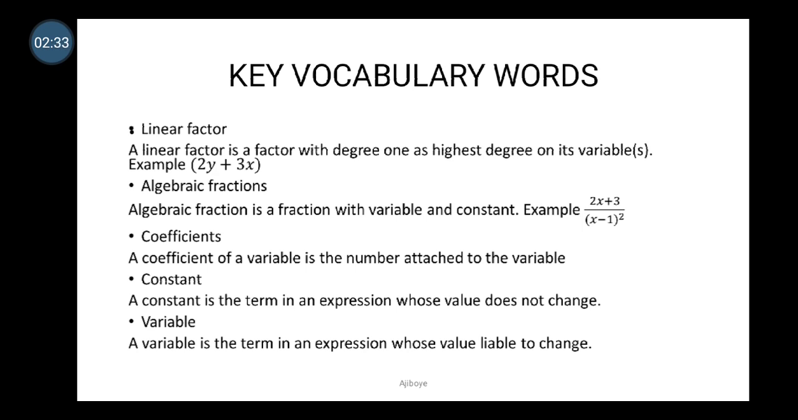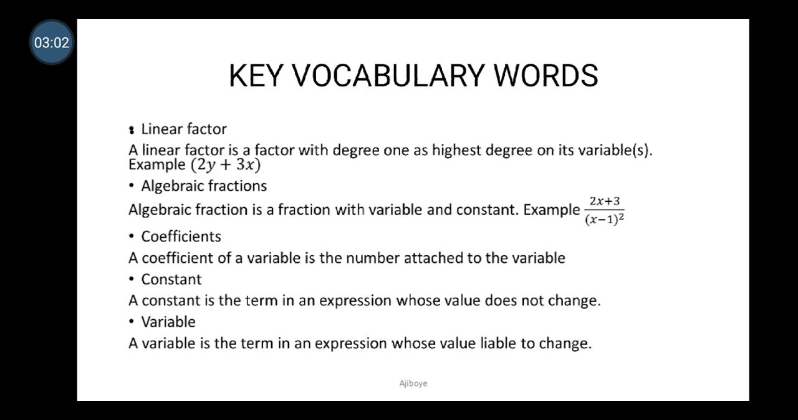Coefficients. A coefficient of a variable is the number attached to the variable. For example, 2x in the algebraic fraction example, 2 is the coefficient of variable x in the numerator.